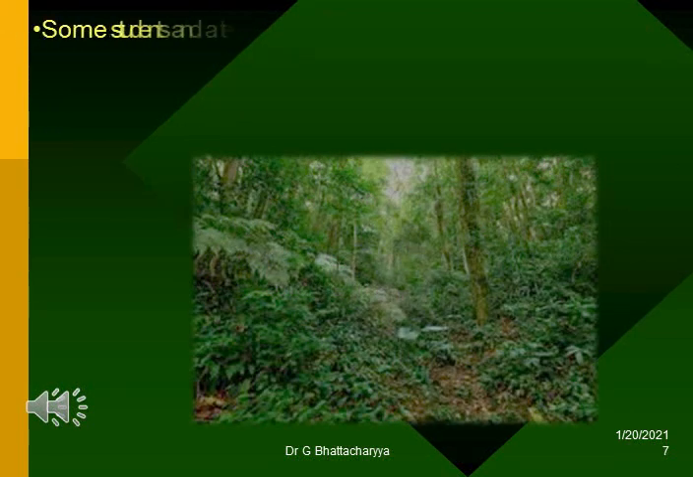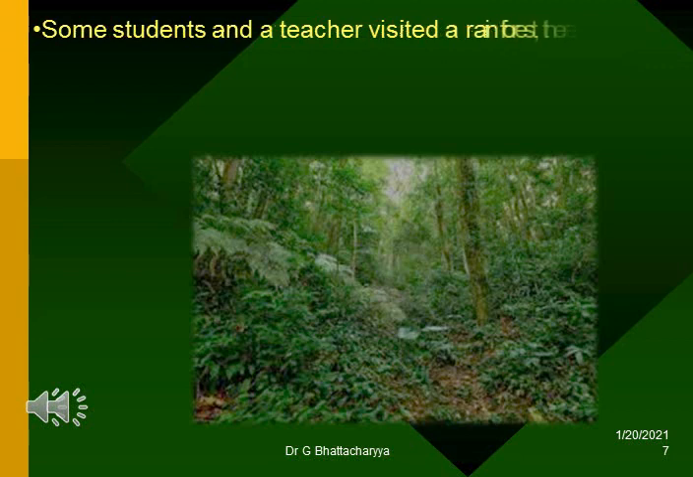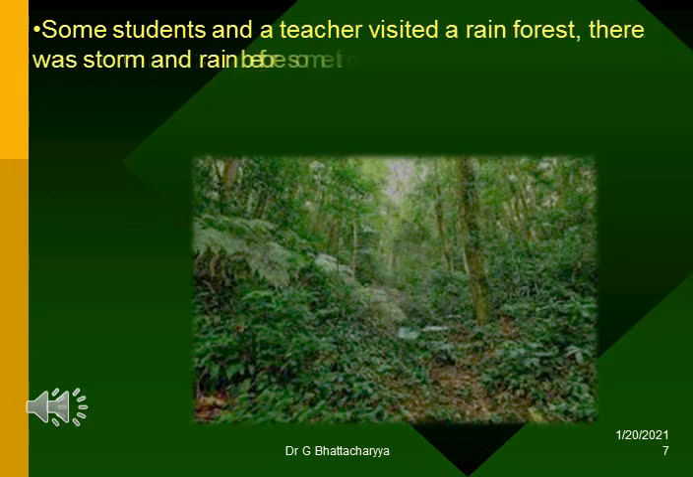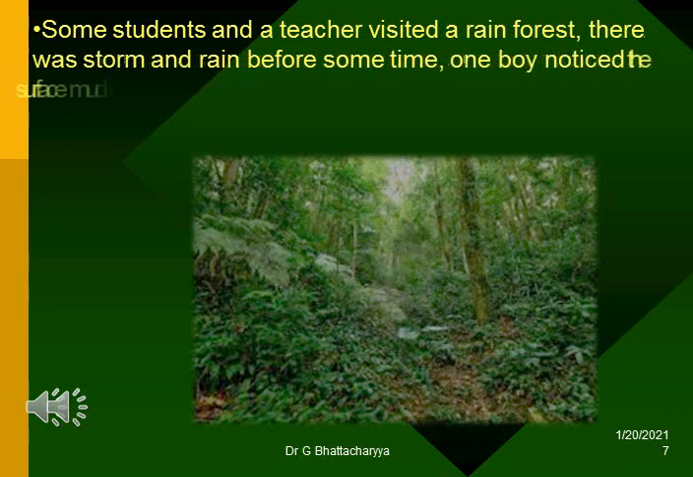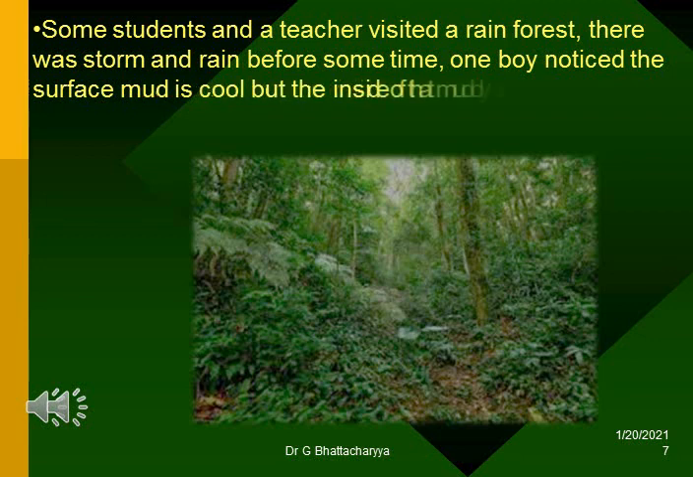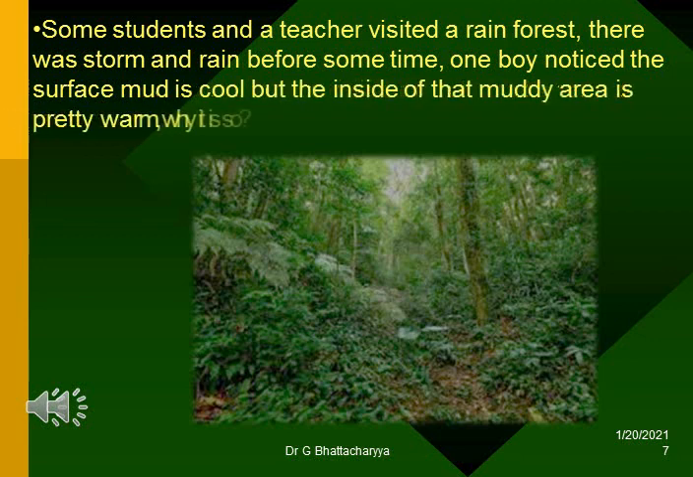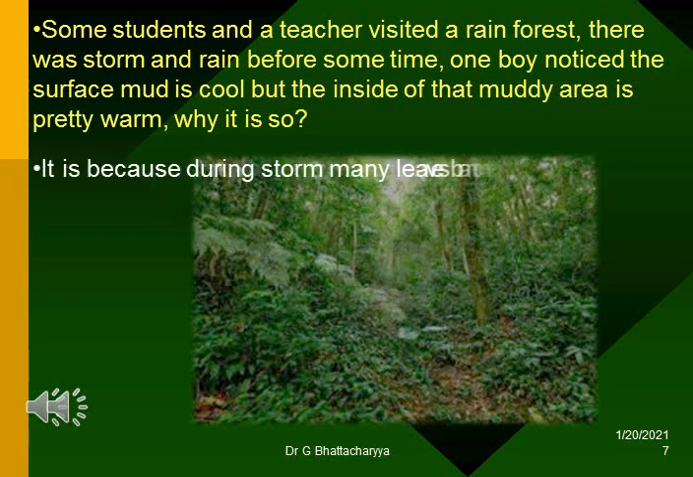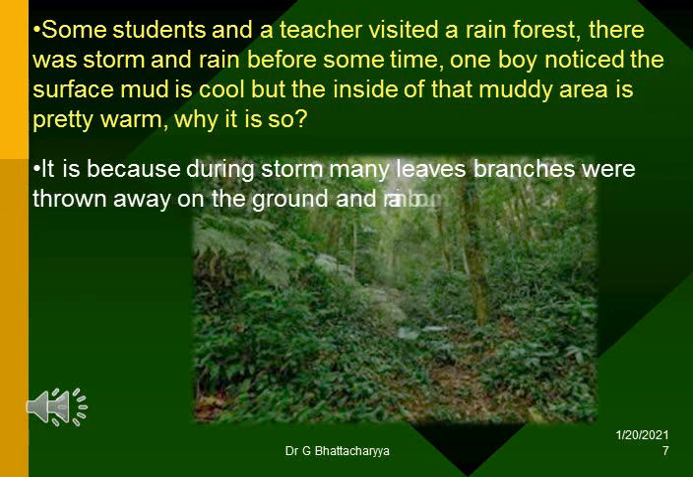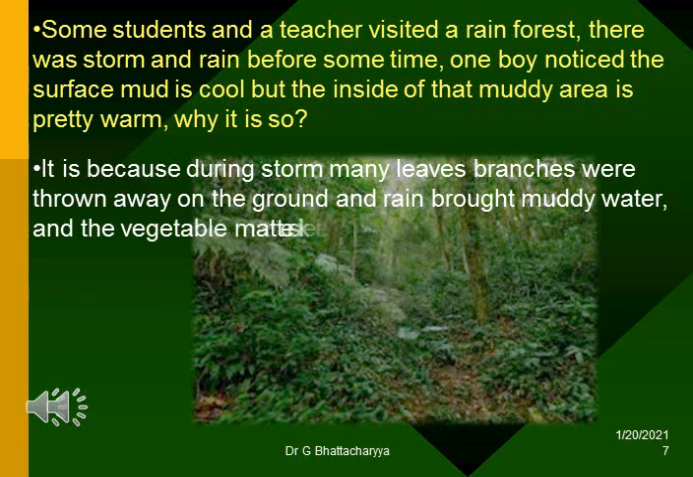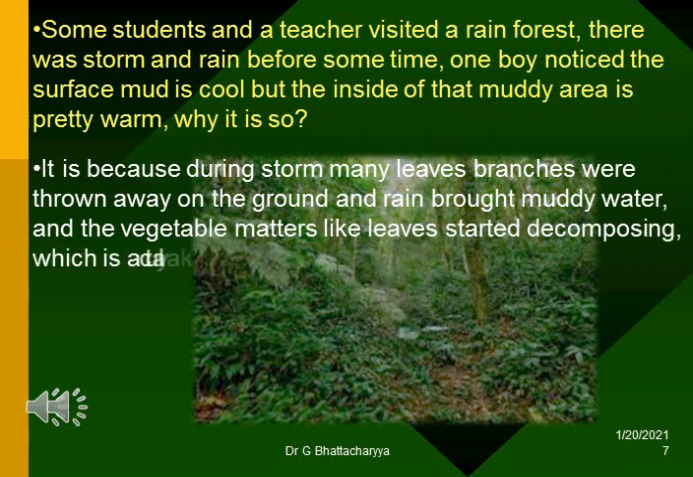Some students and a teacher visited a rainforest. There was storm and rain some time before. One boy noticed the surface mud is cool but the inside of that muddy area is pretty warm. Why is it so? It is because during the storm many leaves and branches were thrown on the ground and rain brought muddy water, and the vegetable matter like leaves started decomposing, which is actually a kind of exothermic reaction. That is why the inside is warm.